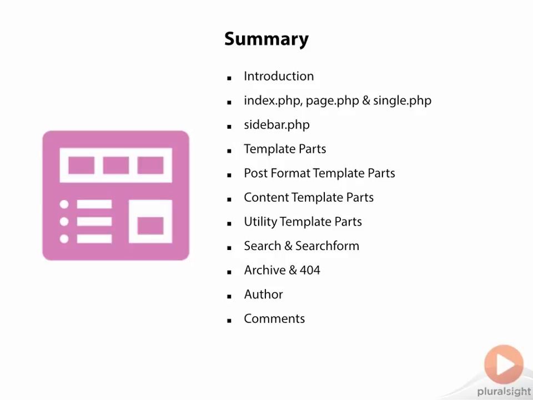Don't go anywhere, because the next module will cover how to add theme options using the Theme Customizer API that was added in WordPress 3.4.